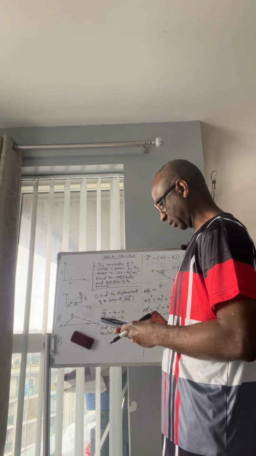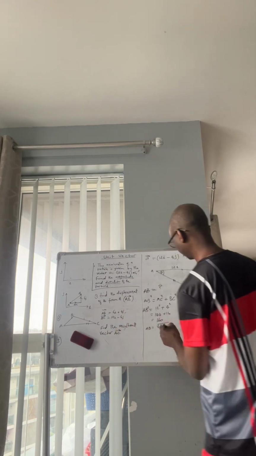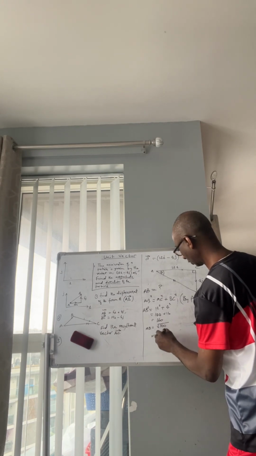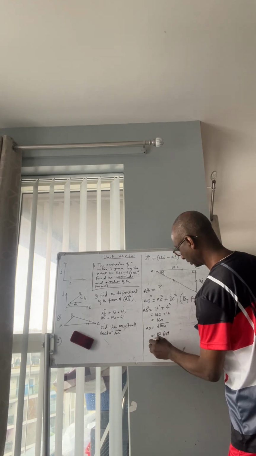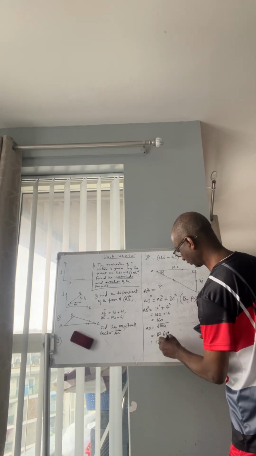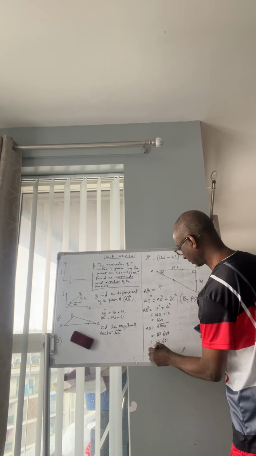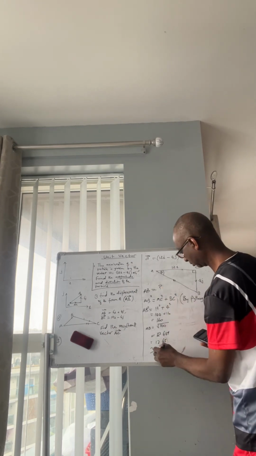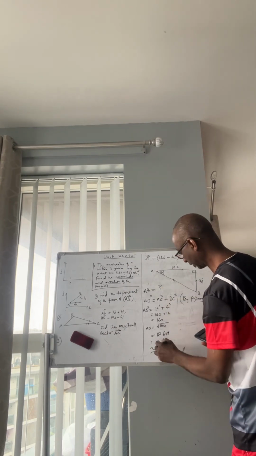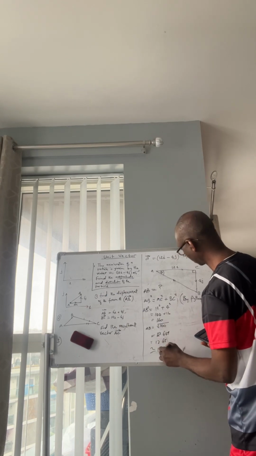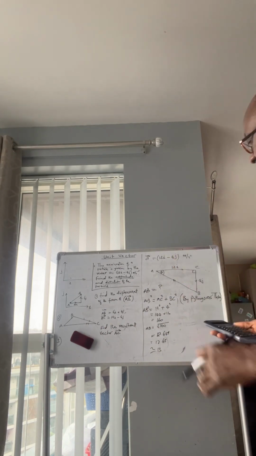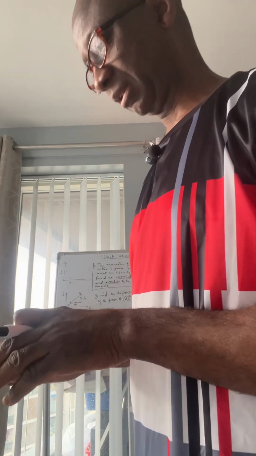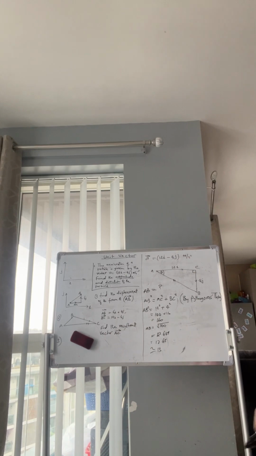This is not what we want. It is 12.649, which is 12.65, approximately. Because we are using integers here, we approximate it to 13. That's the magnitude. No units, you are looking for magnitude. It doesn't have units, it's a scalar quantity. So that one is done.